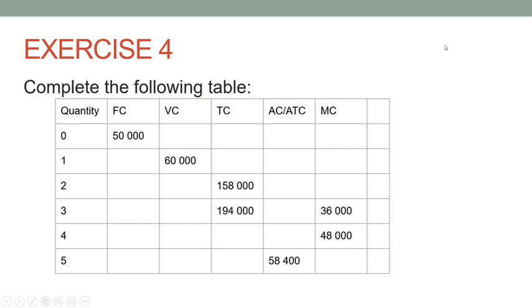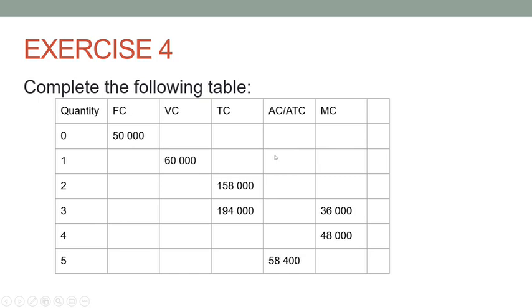So when we move on to our average, we said average is total cost divided by quantity. You're dividing by 0, so you're not going to be able to do that. And there's nothing that goes before, so you can't calculate the marginal cost either. We move to the next line. Remember, this is 50,000 plus the 60,000, which is going to give you a total cost of 110,000. So you take that 110,000 divided by 1 to get to your average cost. So that is going to remain 110,000.